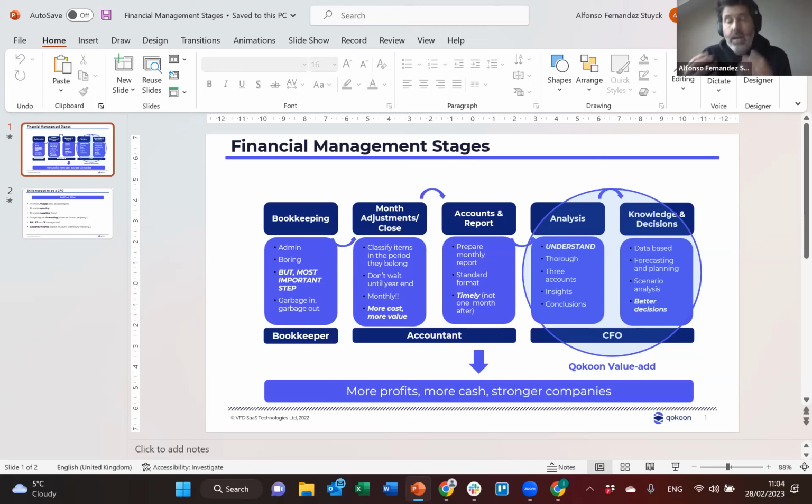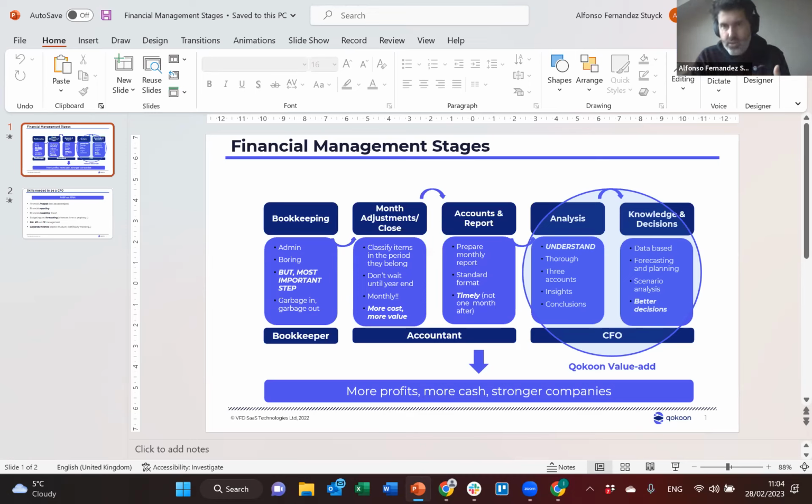Our goal in Qokoon is for the user to do as little as possible and get as much value as possible. We are not your typical dashboard. I tend to say dashboards are overrated because lots of them have really cool charts, etc., but they don't tell you the insights.